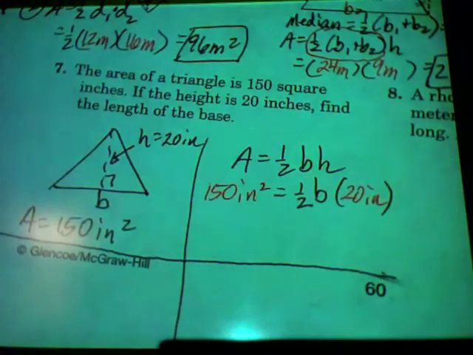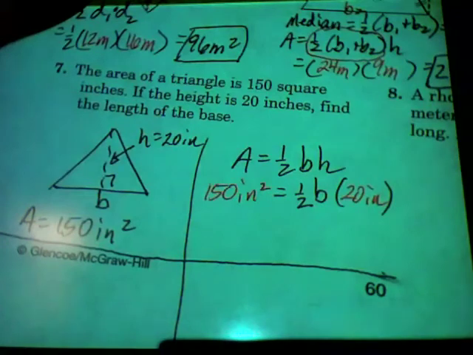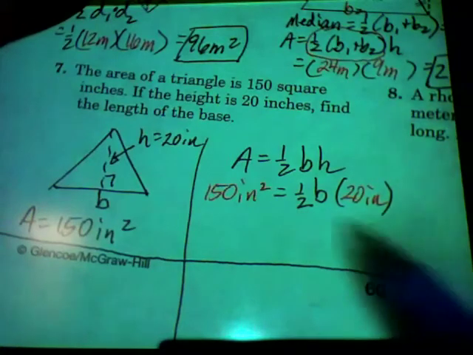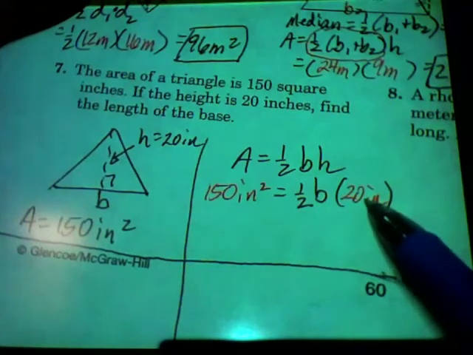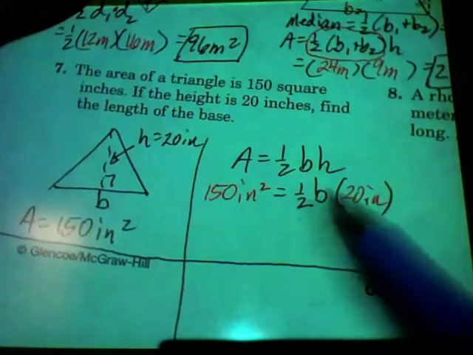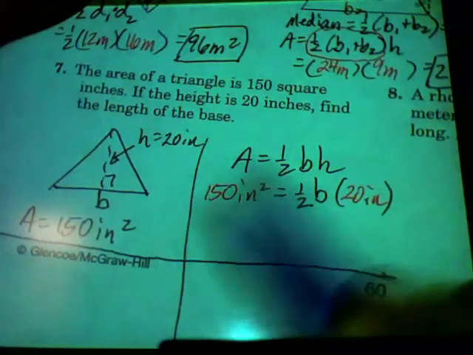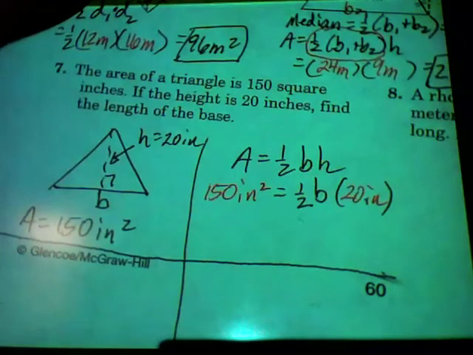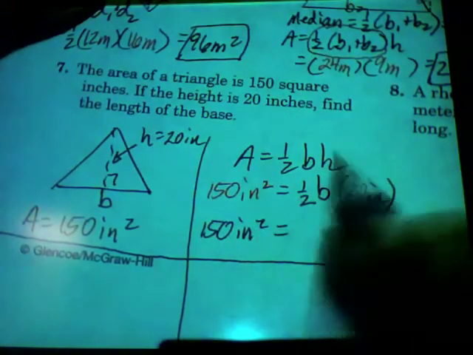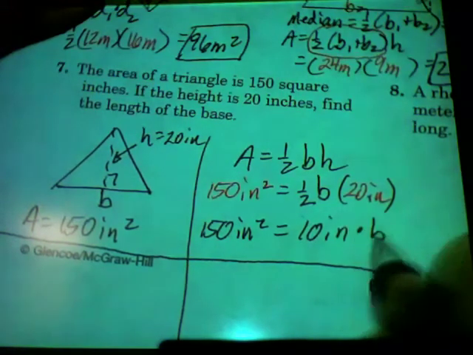So how are we going to solve? You could do one of two steps first. What do you want to do first? Do you want to deal with 1/2 first? Could I take half of 20? If you can take half of whatever this number is, then do it. If this is an odd number, then I would multiply this side by 2 to get rid of the half, and multiply that side by 2. So since I can take half of 20, I would rewrite it as 150 inches squared equals half of 20, which is 10 inches, times b.